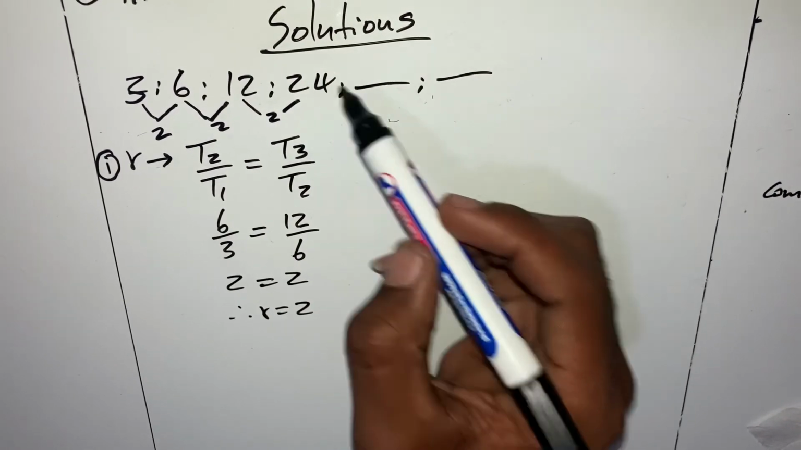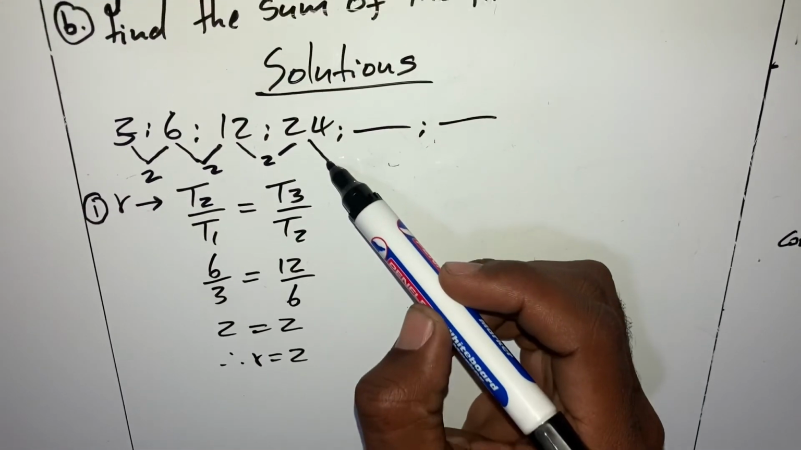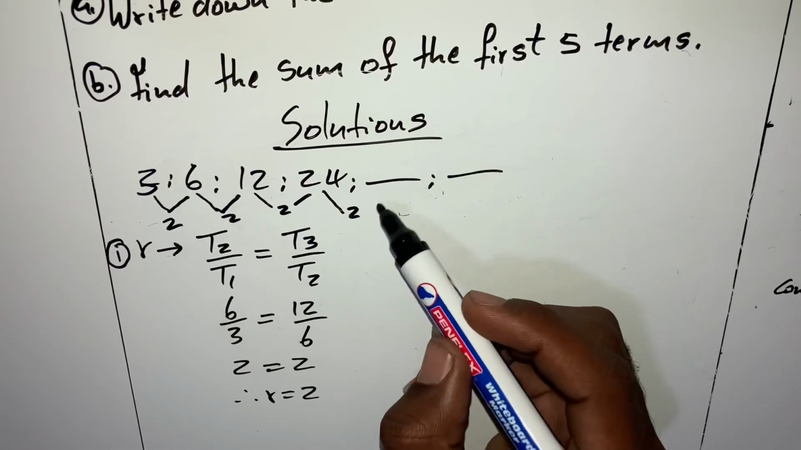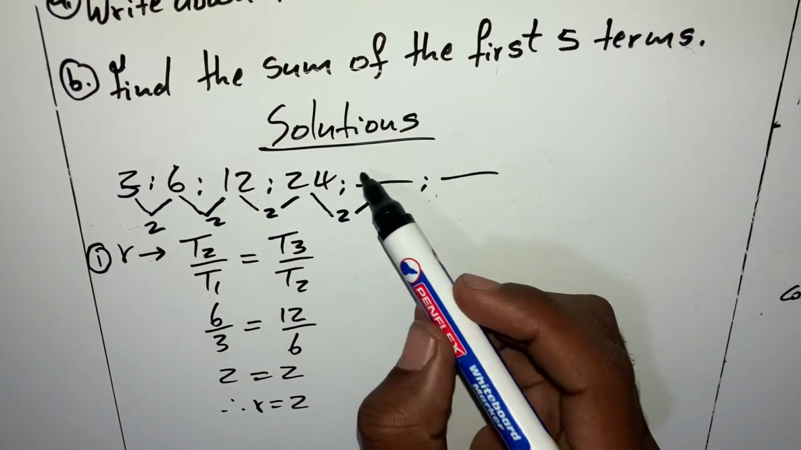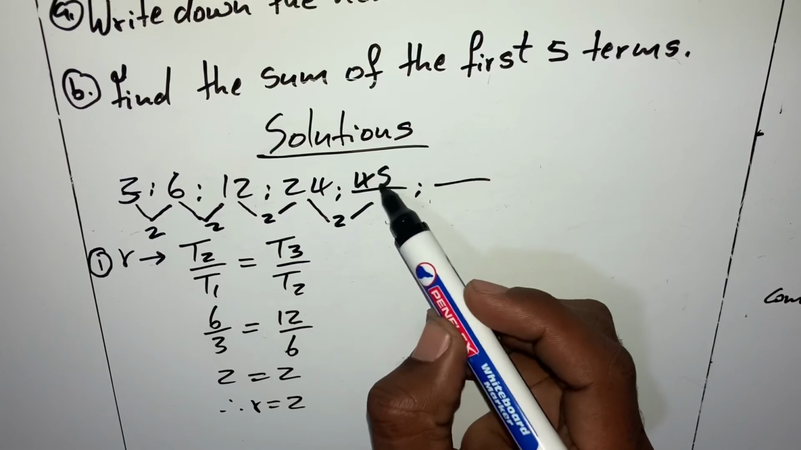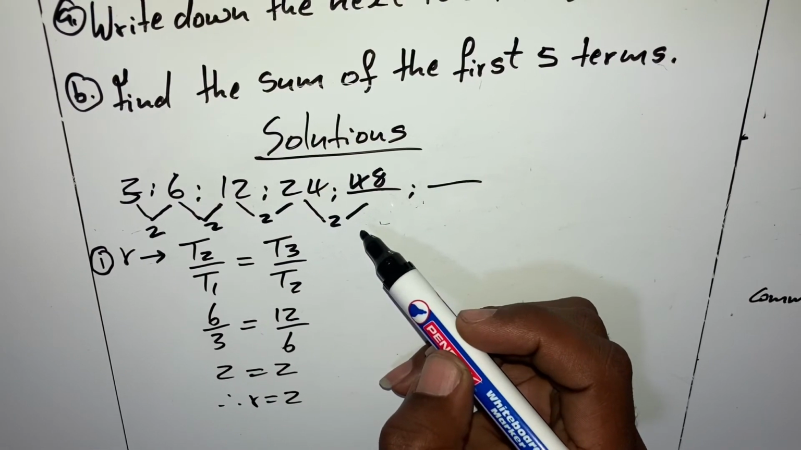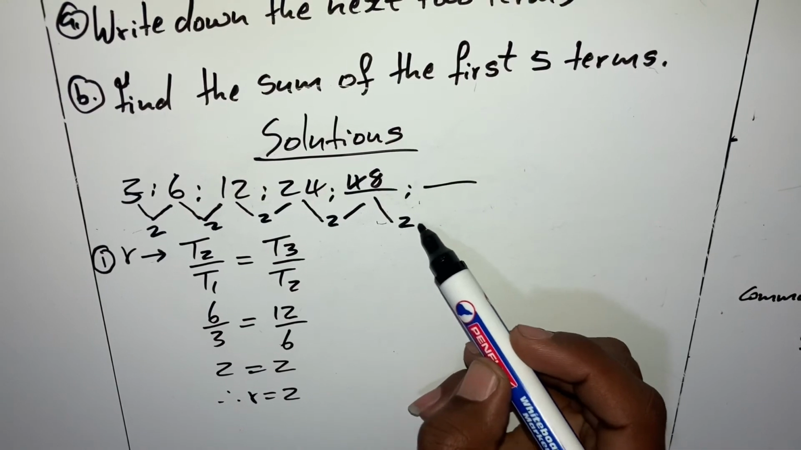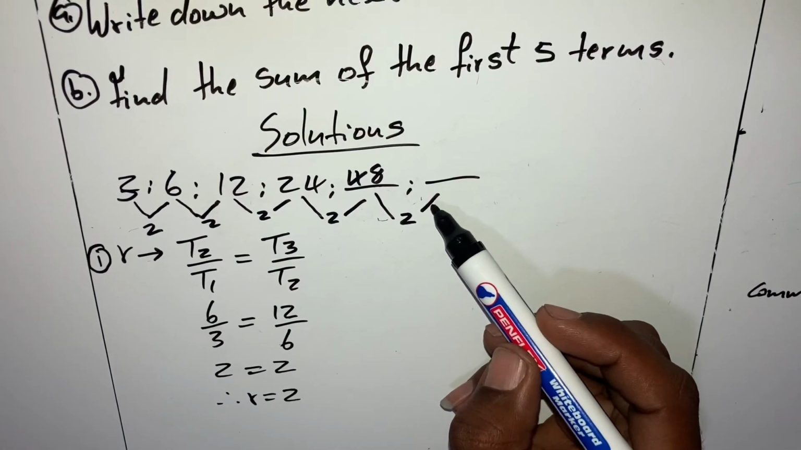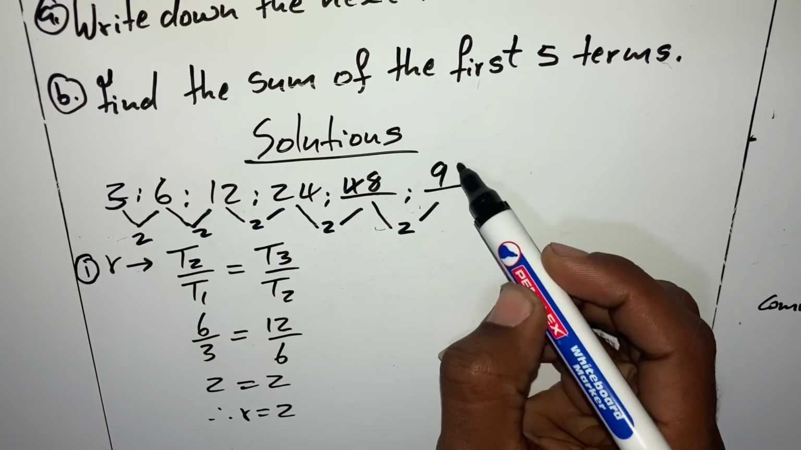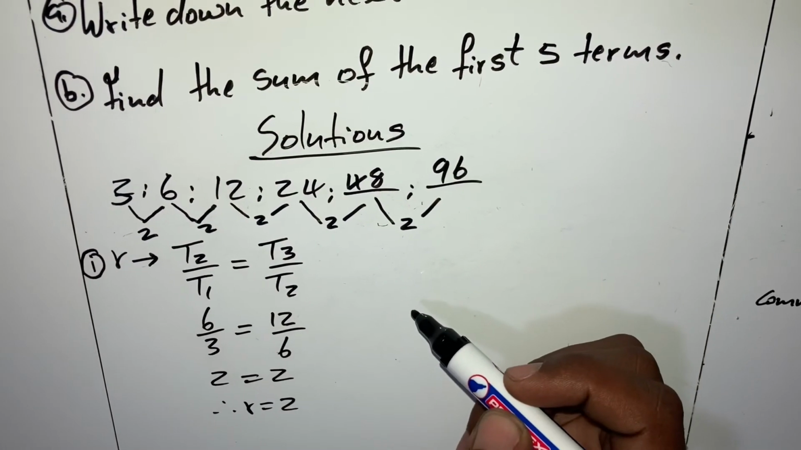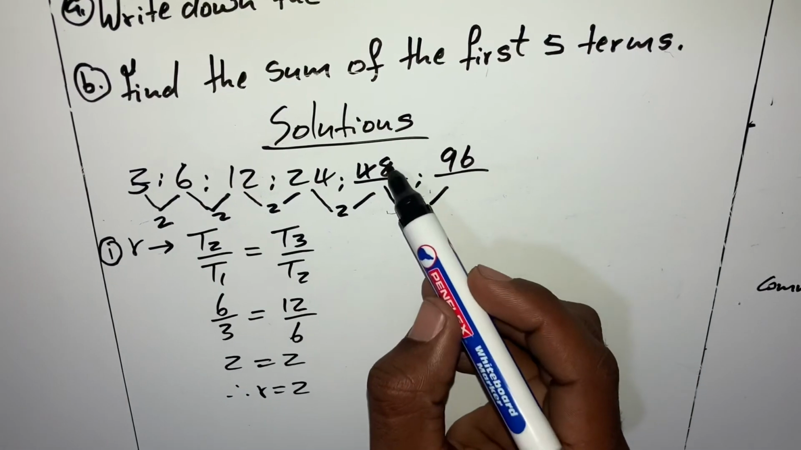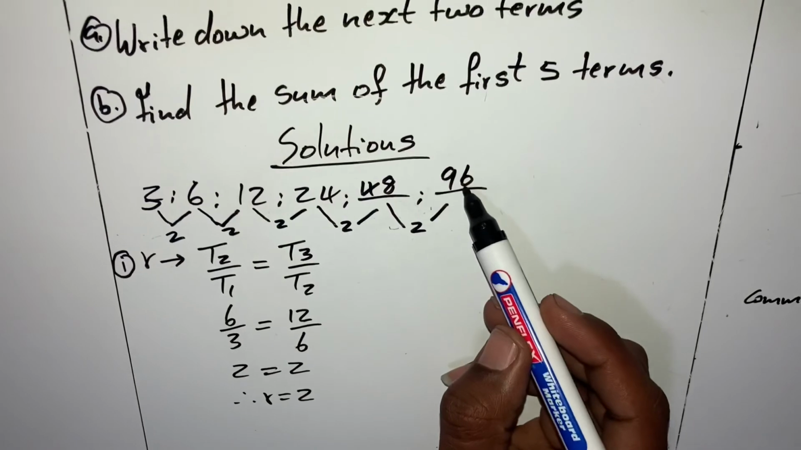So we'll use the same procedure: 24 times 2, we get our 48. 48 times 2, we will then get our 96. Then the next two terms are 48 and 96.